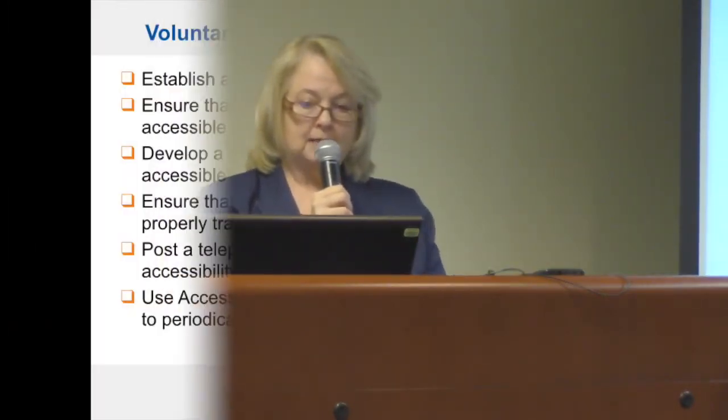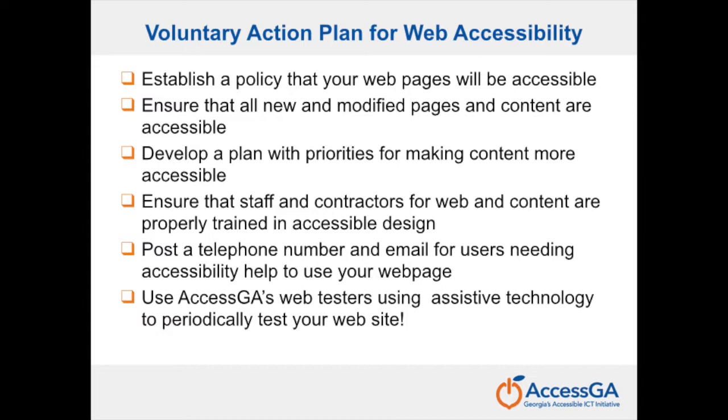We will be ready. First of all, you want to have a policy that your web pages will be accessible, and you want to have that up front and center. A great example of a policy is the one on the GTA website. I love the GTA website policy. Take a moment, go there, take a look at it. If your agency doesn't have one, look at that as something that you could replicate. You want to also be sure that all your new and modified pages and content are accessible. And you'll learn more about that today.